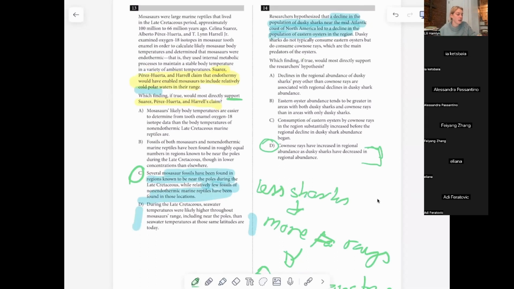This would undermine this hypothesis, because it's suggesting that if there's loads of rays, there's also loads of oysters. It's just not the best answer. The abundance being greater with all of them is going against what's eating what.